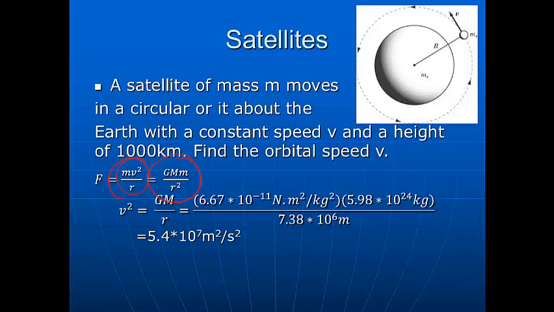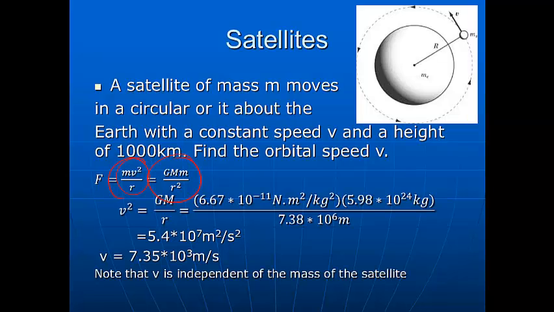Equate them out, and we get v squared of about 5.4 by 10 to the 7 meters squared per second squared, or a velocity of 7.35 by 10 to the 3 meters per second. So that's about 7,000 meters a second. It's pretty fast. And you should note that the velocity is independent of the mass of the satellite. We didn't need to include that in any part of our equation.